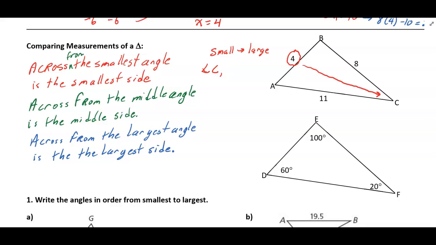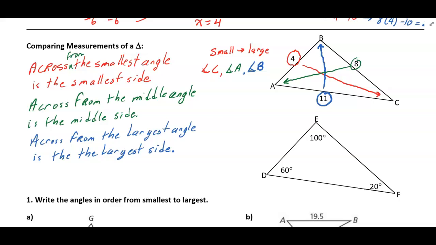Then the middle side is the 8. And if I go across, angle A would be the middle angle. And again, I'm doing color coding. Here we got 11 as the largest side. If I go across, angle B would be the largest angle. So across from the smallest side is the smallest angle. Across from the middle side is the middle angle. And across from the largest side is the largest angle.